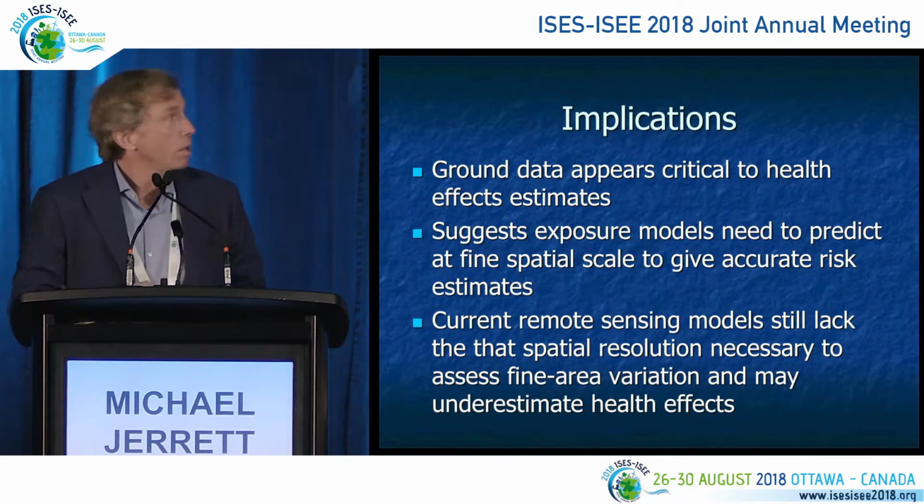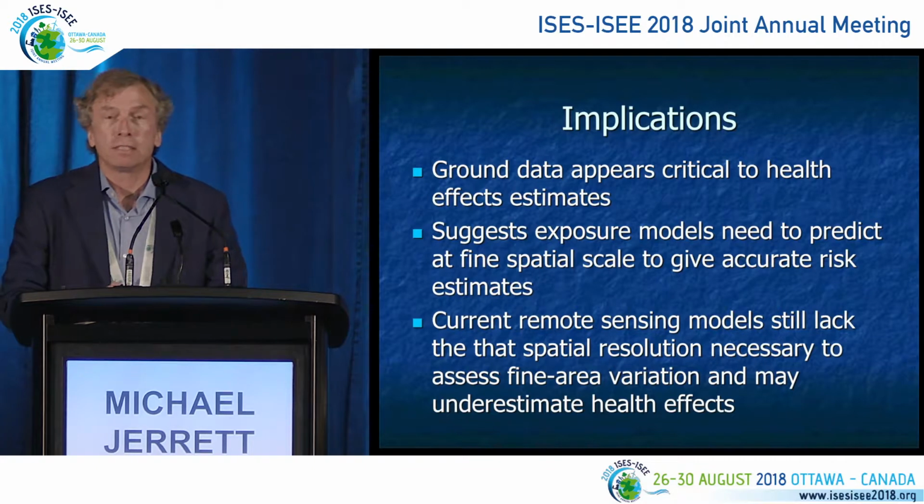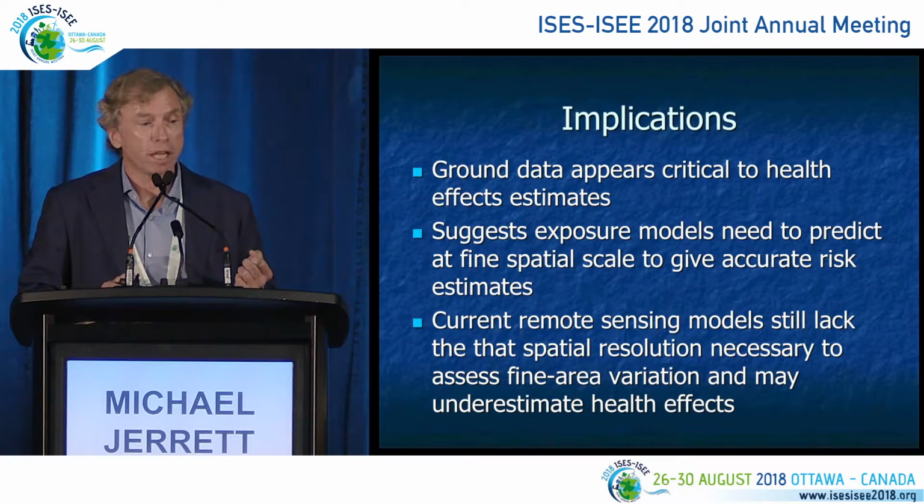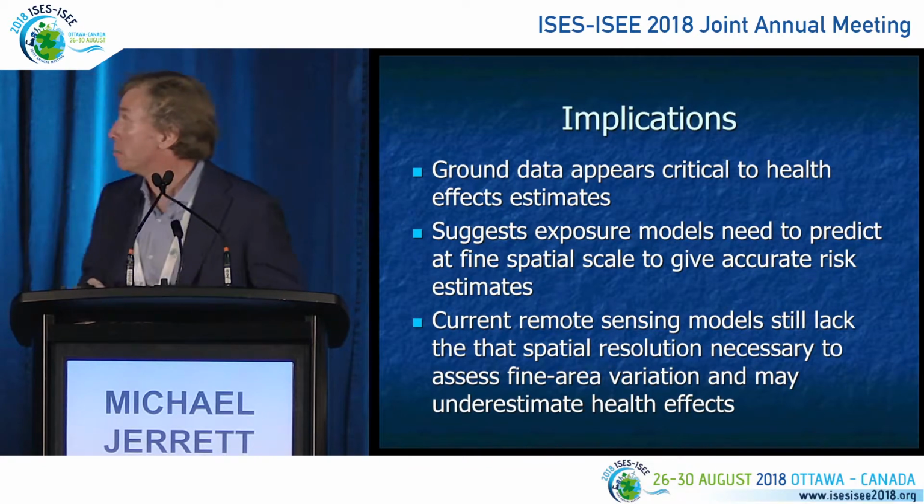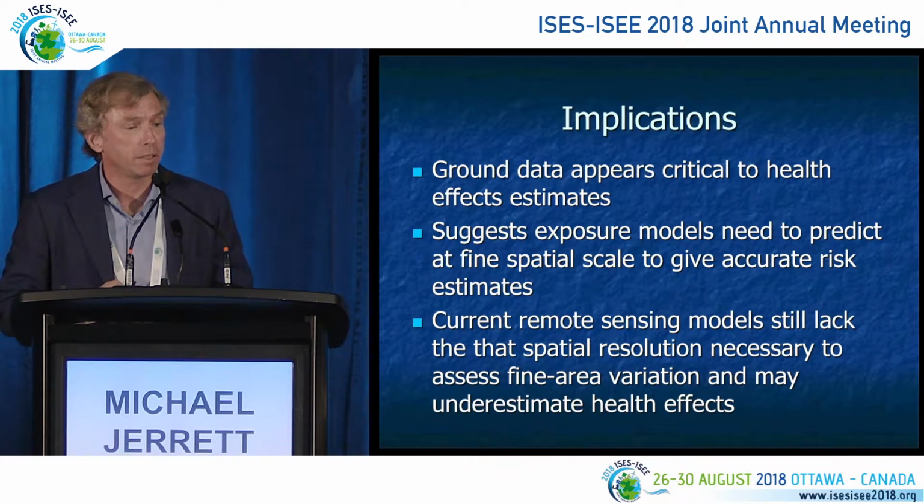So I think ground data appears critical to health effects estimates. And it suggests that we need to predict at the fine scale to give accurate estimates of health effects. And I think the current remote sensing models still lack the spatial resolution that's necessary to address this fine scale variation.